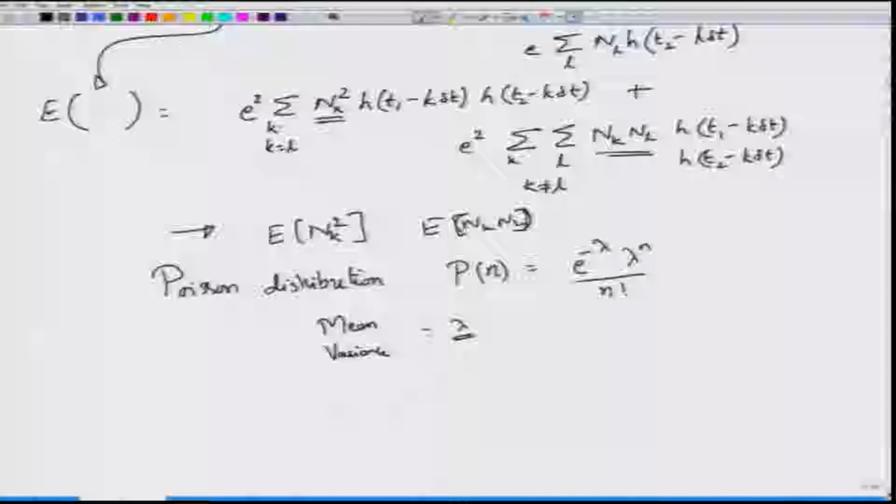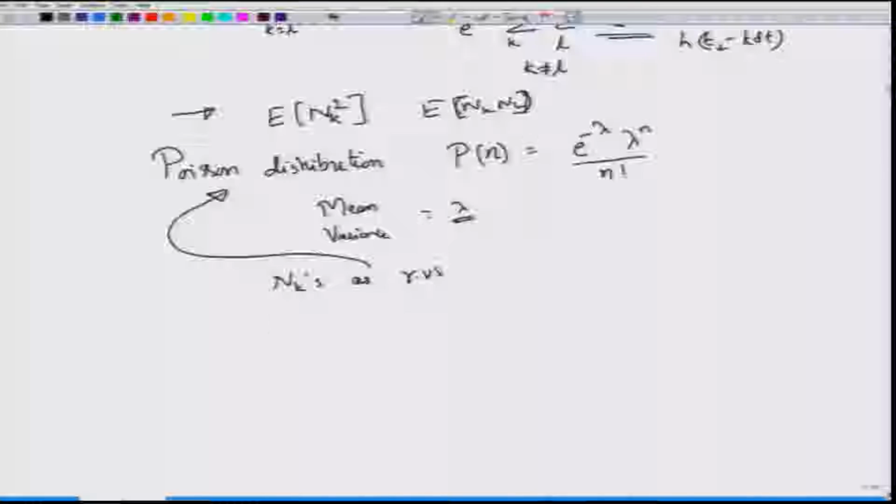So, going back to that, if we consider all these nks as random variables which are Poisson distributed, then E of nk square, which is the variance of this particular random variable nk, is given by lambda of k delta t. So, lambda evaluated at k delta t is a non-uniform Poisson distribution, which means that it simply depends on time. And what about E of nk and nl?